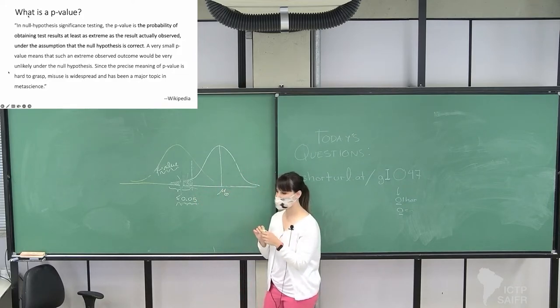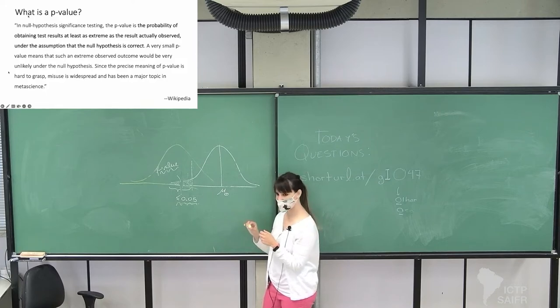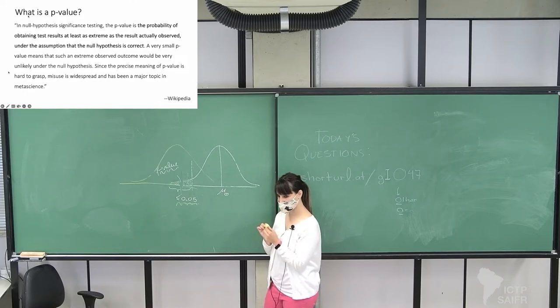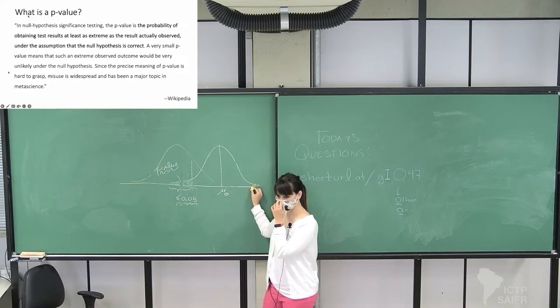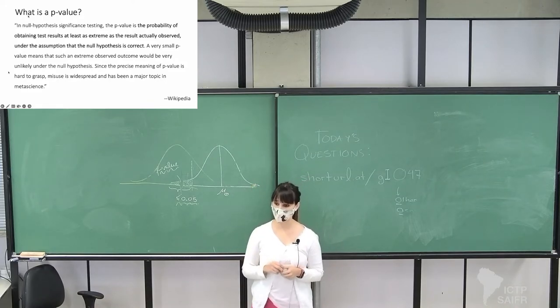But in that case, it seems that it is as improbable for it to be a very negative number as it is to be a very positive one? You mean here? Yes, you can do that. That's called two-sided hypothesis testing.